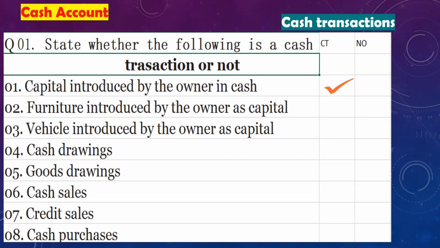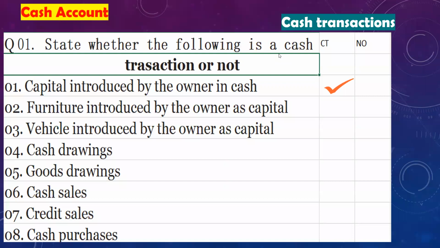Okay. Number two, furniture introduced by the owner as capital. Here see, owner introducing a capital, but a furniture. So owner brought a furniture from his own house or somewhere else. He brought the furniture and gave it to business as capital. First of all, tell me, can owner introduce a furniture as capital? Tell me that, is it possible? Send in a message.